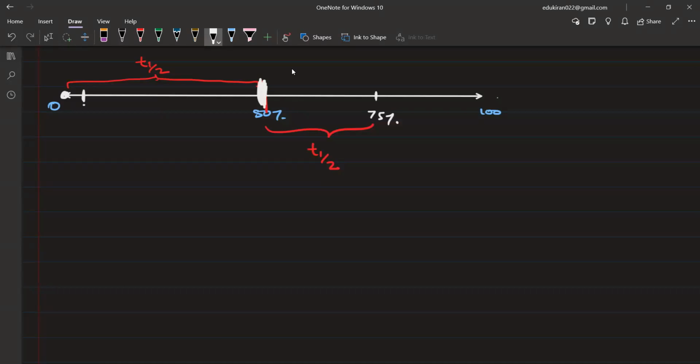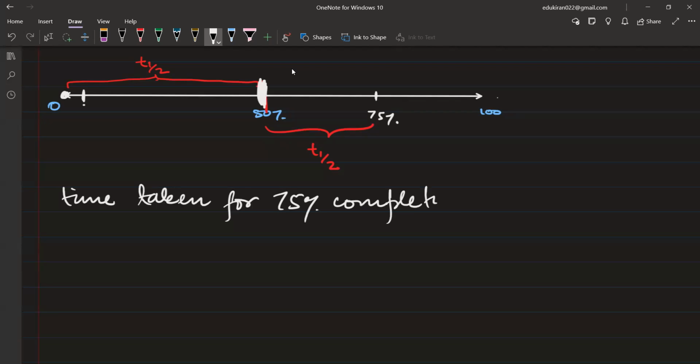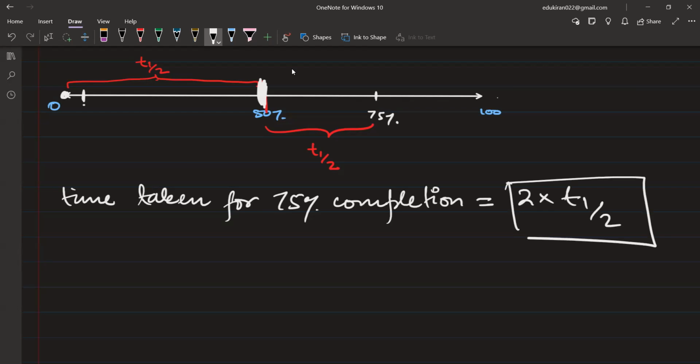Okay, right. Next. That means I can say, time taken for 75% completion is equal to how much? This will be equal to T half plus T half. That means 2 times of T half. So will you remember this? Essentially, T at the full time.